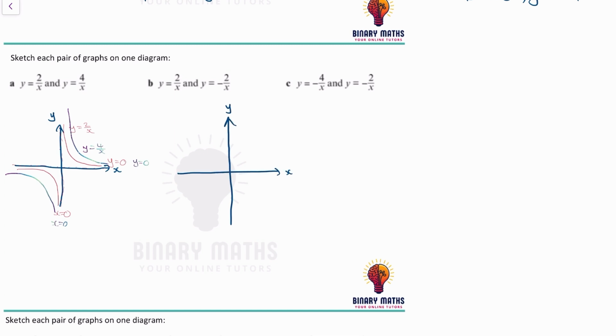X and y. So now we've got 2 over x and minus 2 over x. So 2 over x is easy. It's the positive reciprocal function, so it's in quadrant 1 and 3. So this is y is equal to 2 over x. If I were to label the asymptote, this is y equals 0, and this is x equals 0. Just to be on the safe side in an exam, always label it. So draw the dashed line and then label it.